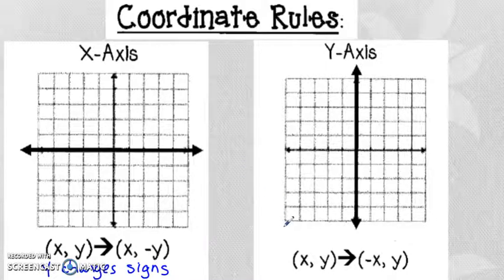Similarly, when we have the y-axis, here's our pre-image and our image result. In this case, the x changes signs. Again, if the x starts out as a positive, it would become a negative. If it starts out as a negative, it would become a positive. The y value does not change.